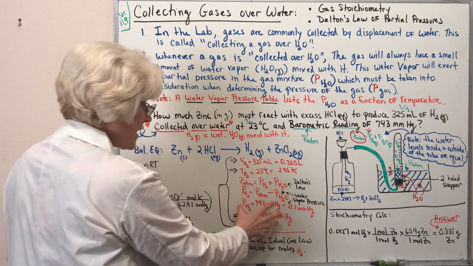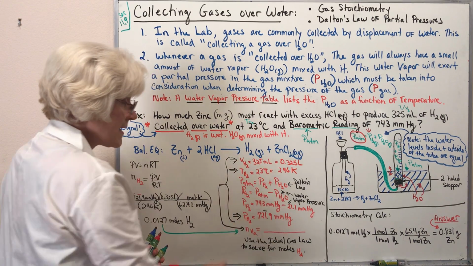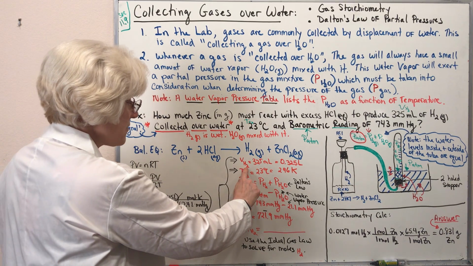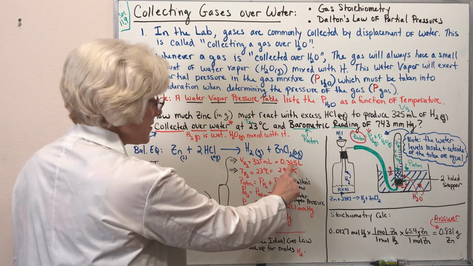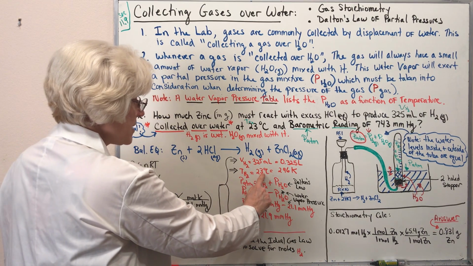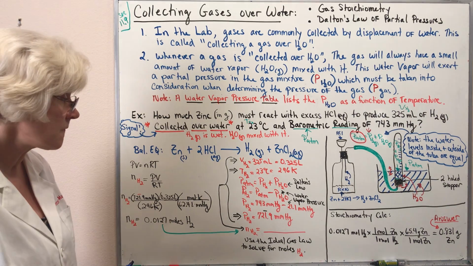So lots of data here to keep track of, and labeling it and organizing it is always a key to success. So here's the volume of hydrogen in milliliters. I'm converting it to liters. Temperature of hydrogen, 23 degrees Celsius. I'm converting that to Kelvin.